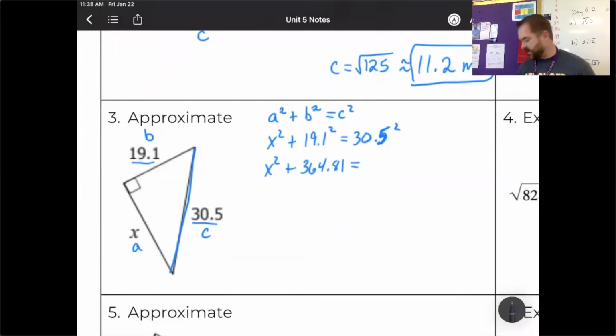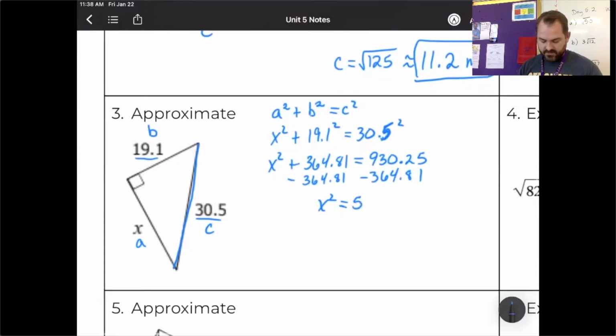Then we're going to do 30.5 squared. Another large number, 930.25. But we do this still kind of the same way we did the last one. We just subtract this number from both sides. That's why it's really important to show your work neatly and clearly. When I subtract 364.81 from both sides, I get that x squared is 565.44. And now we're ready to do the square root of both sides.